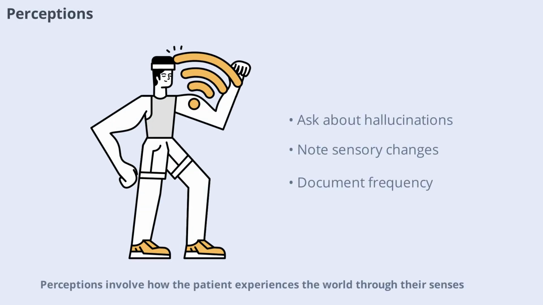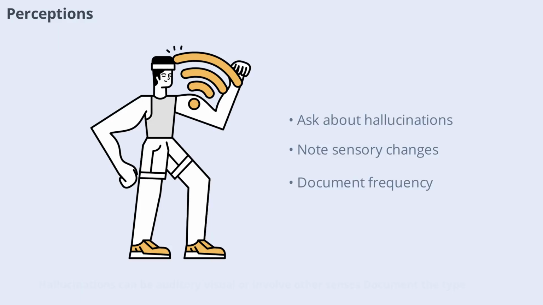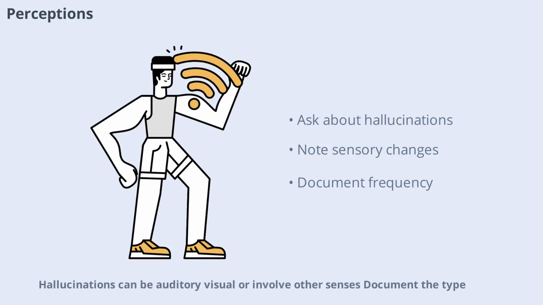Perceptions involve how the patient experiences the world through their senses. Ask about hallucinations, illusions, or any unusual sensory experiences. Hallucinations can be auditory, visual, or involve other senses. Document the type, frequency, and impact of these experiences, as they can be important for diagnosis and treatment.